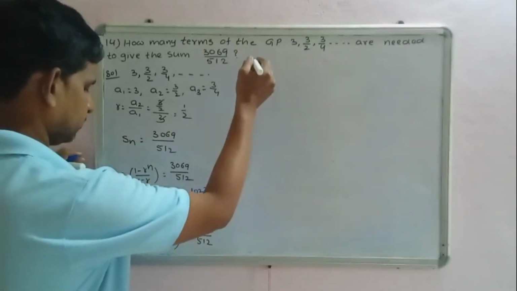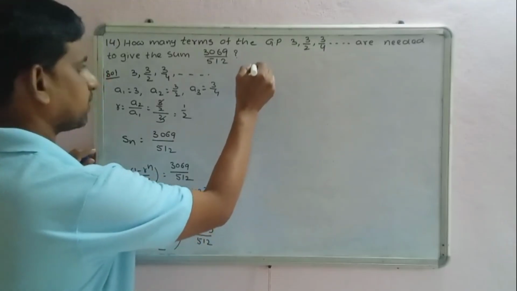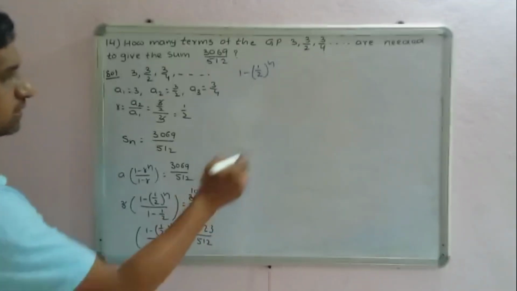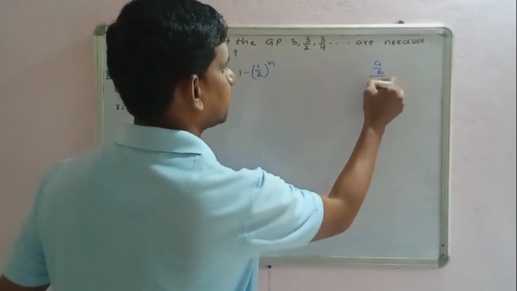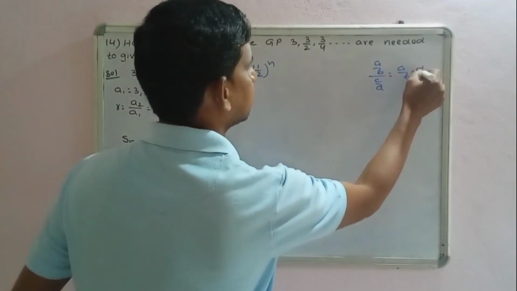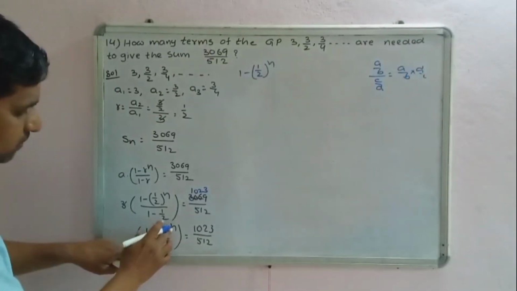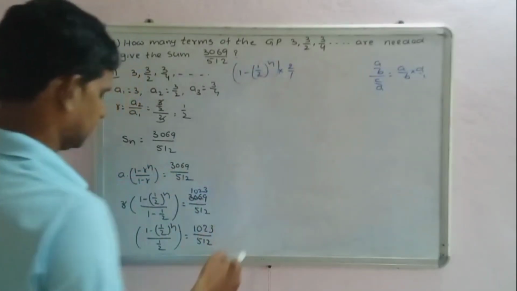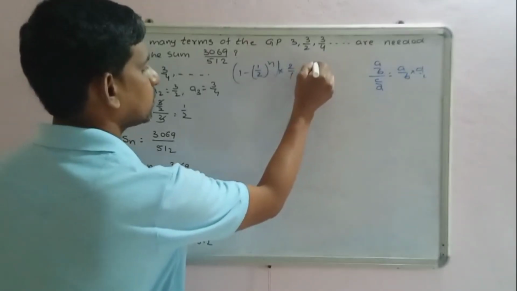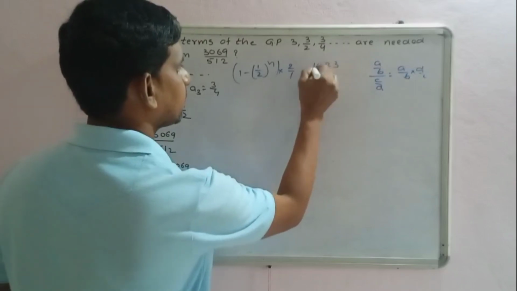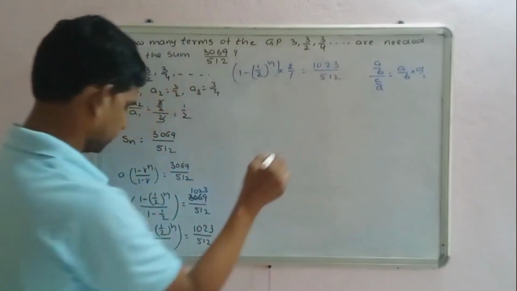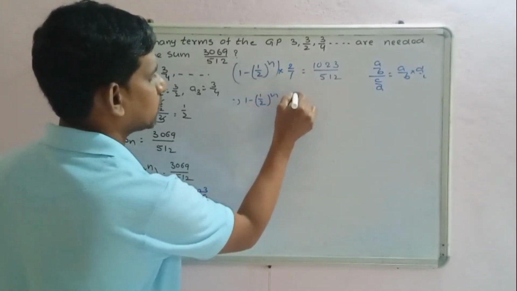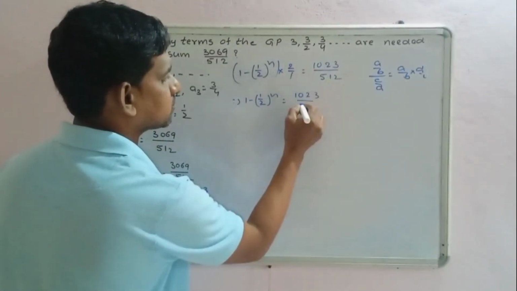Now see 1 minus 1 by 2 power n. This one can be written as A by B by C by D. What is the formula? A by B by C by D means A by B into D by C. So this one can be written as 1 minus 1 by 2 power n by 1 by 2, which can be written as 2 by 1. So 2 by 1. Okay. So equals to 1023 by 512. Okay.